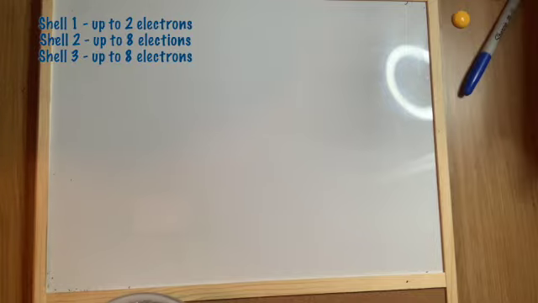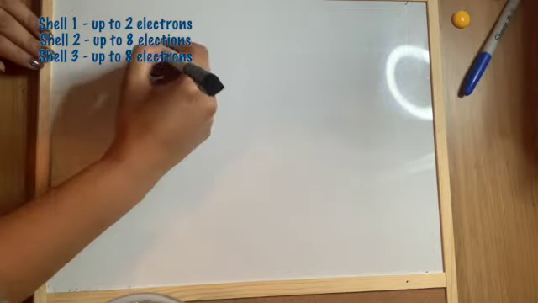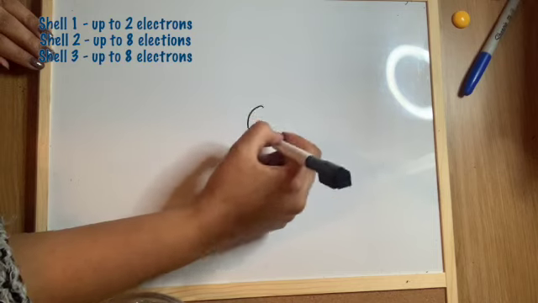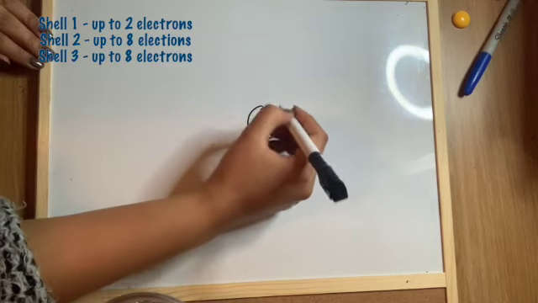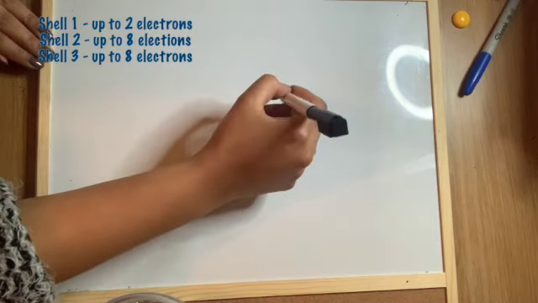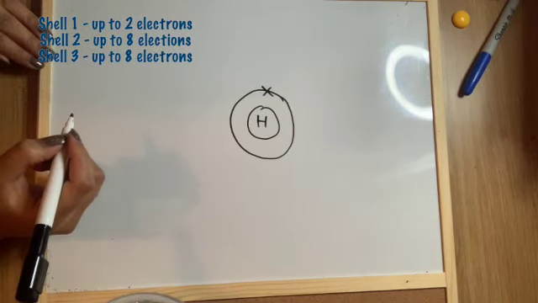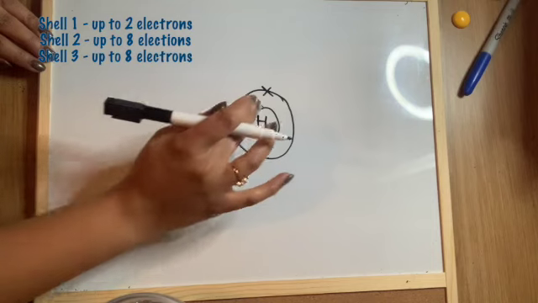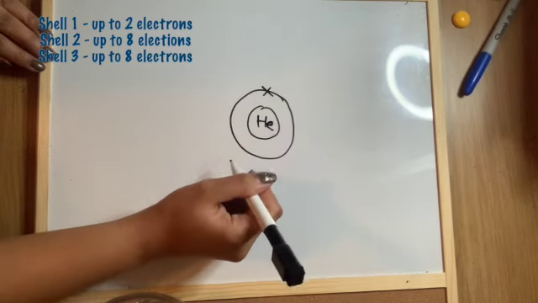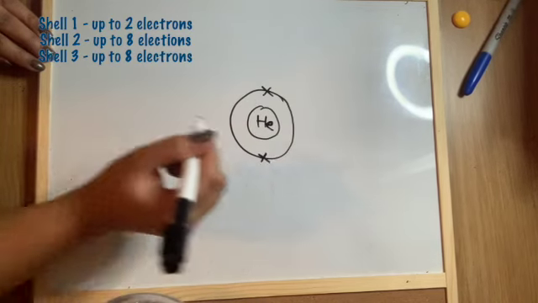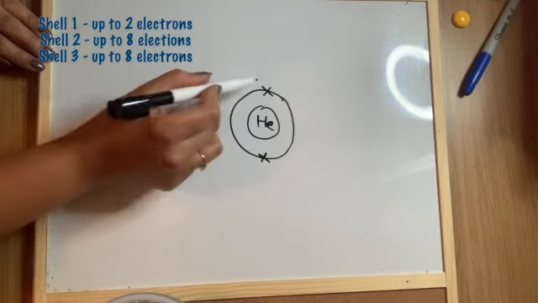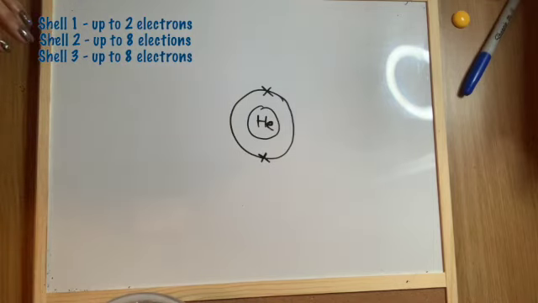Okay, so let's go through these. First of all, I think we've already looked at hydrogen, but we'll do it again. Hydrogen has 1 electron, so it would have 1 electron in the middle there. Then if we go across, atomic number 2 is helium. Helium has 2 electrons, and that first shell is full.